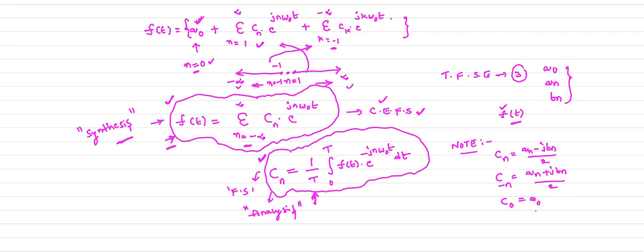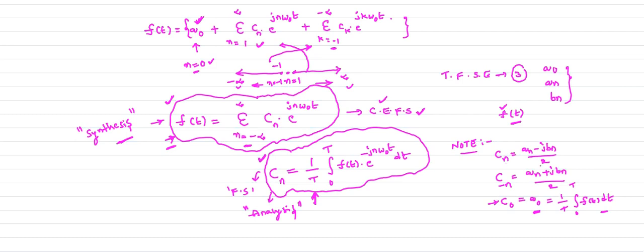How can you calculate a naught? Already I told you the formula for calculating a naught, which is the average value. So 1 by T integral 0 to T your function f of t dt. So that is the average value or DC value or mean value of f of t. So this is your C naught.